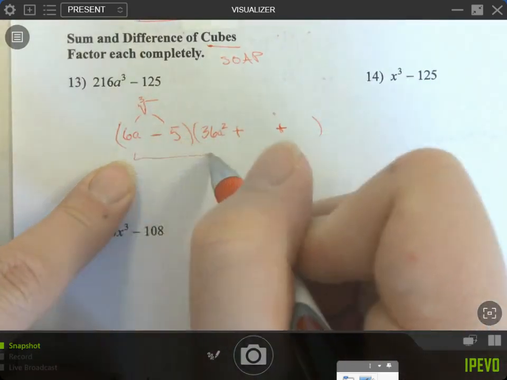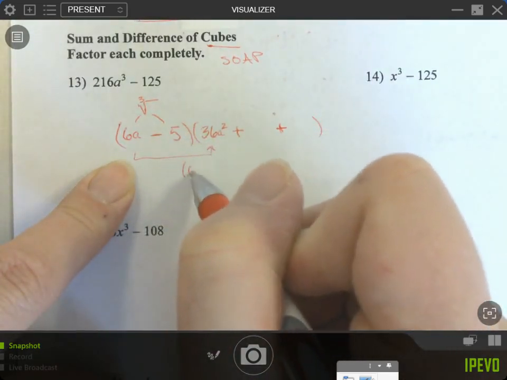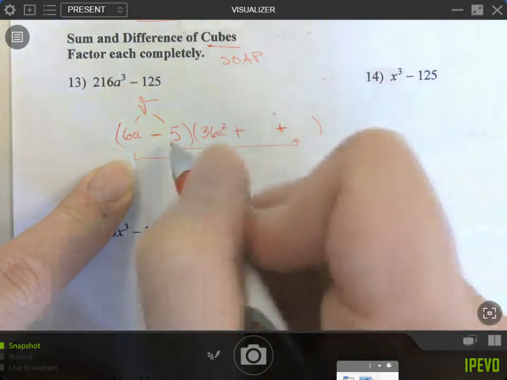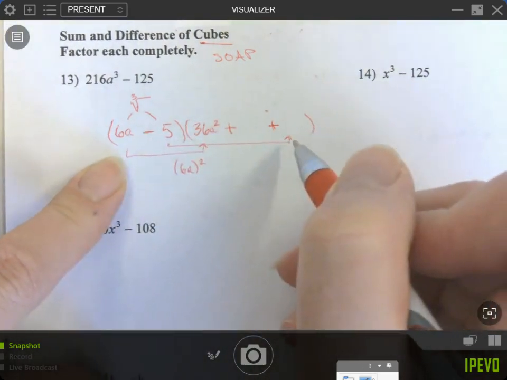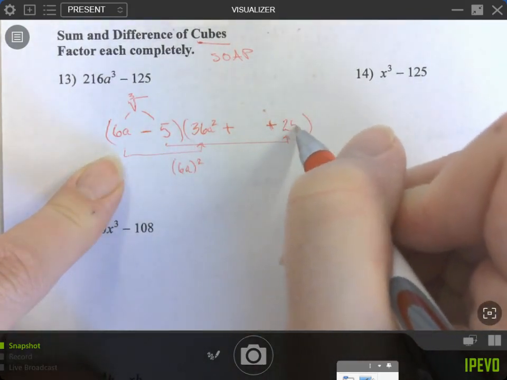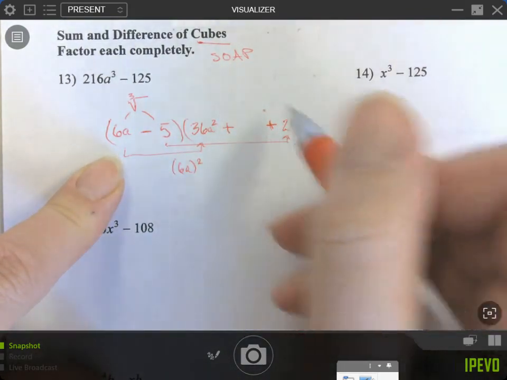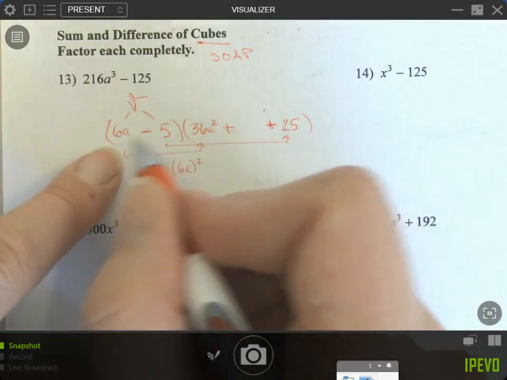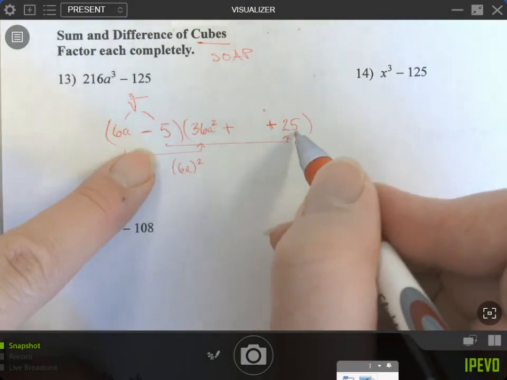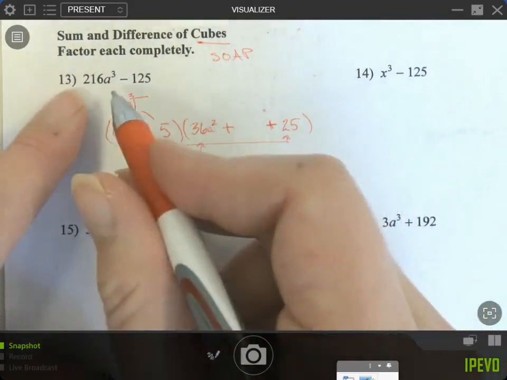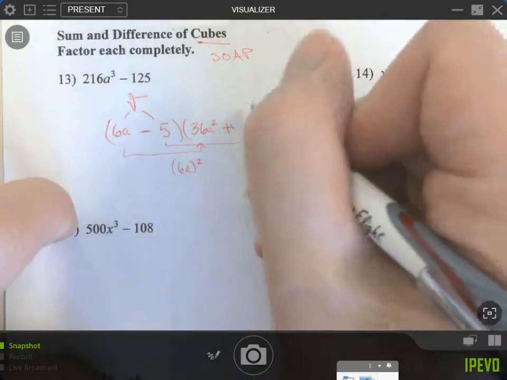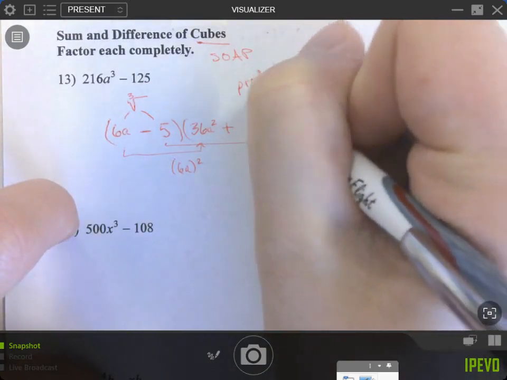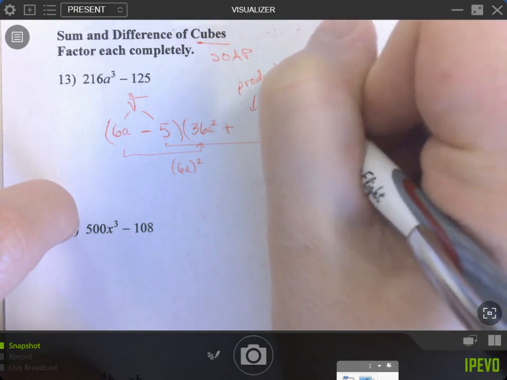So I'm going to take this term and I square it. So 6a squared. And I'm going to do the same thing with my last term. I'm going to ignore the sign because I've set them. And then 5 squared is 25. And with that in mind, my shortcut: take the cube root, square the first, square the last, first and last give me back first and last. And this middle term is the product of the cube roots.